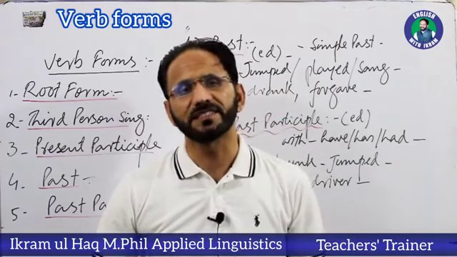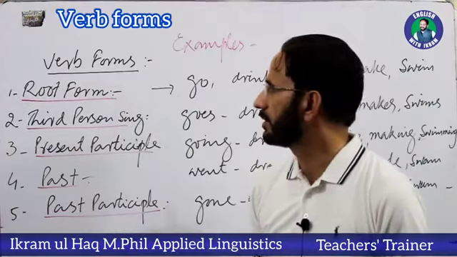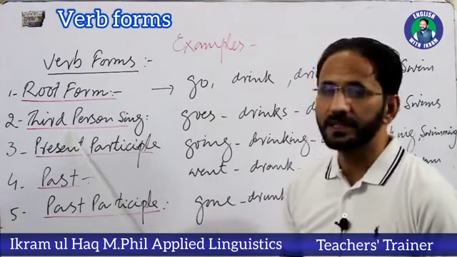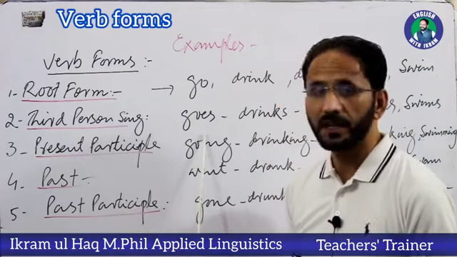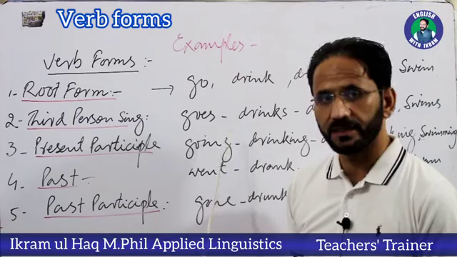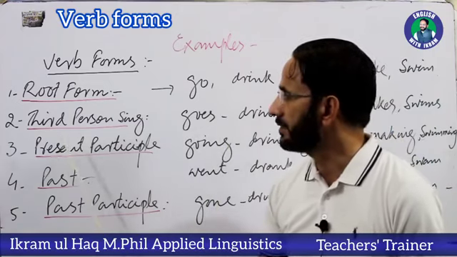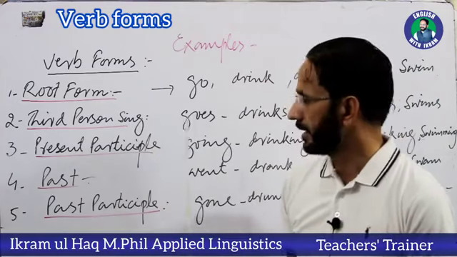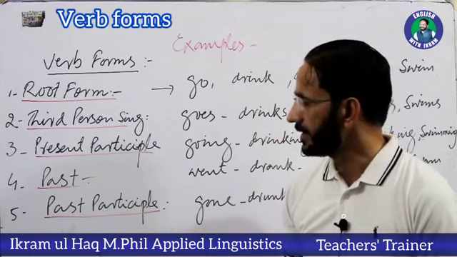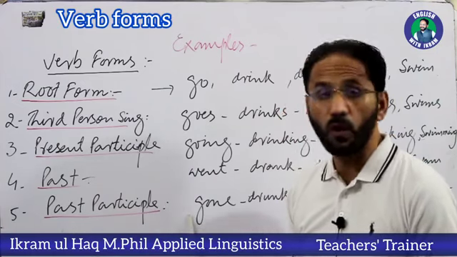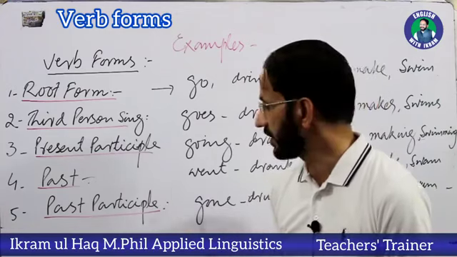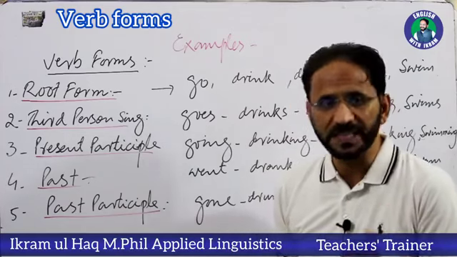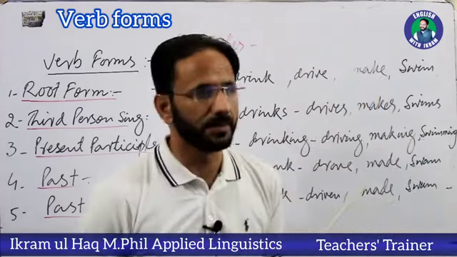So now I will discuss some examples. Word number 1 is, for example, the root form go. This is the root form, and then 3rd person singular form of this word is goes. We will add s or es. Here it's goes, and then the next form is present participle. We will add ing. It's going. Then past is went. Then 5th form of the verb is past participle, that is gone. Then I have told you that we use this form with has, have, and had, or will have, in all the perfective aspects.